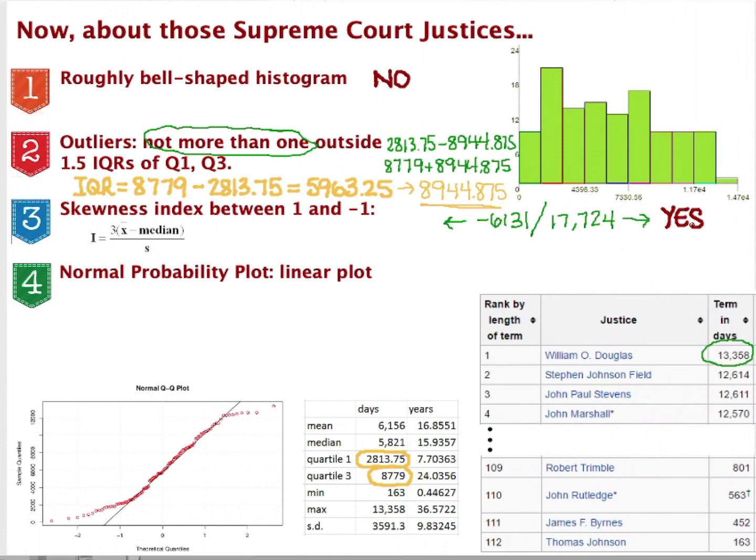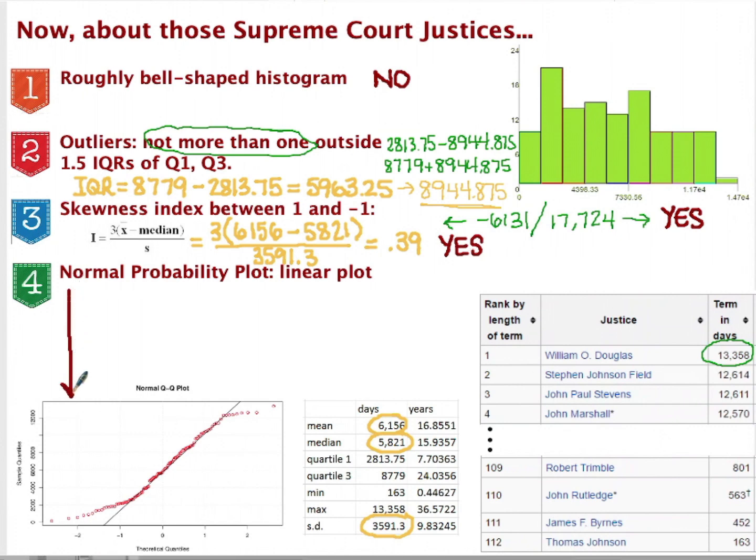The next calculation, the skewness index, I'm going to need a mean and a median and a standard deviation. And my skewness index comes out to about 0.39. And that's within the allowed bounds. The skewness index just needs to be between 1 and negative 1, so there's not too much skewing on this data. So that means that yes, still a normal curve would be appropriate if you're just looking at the skewness.